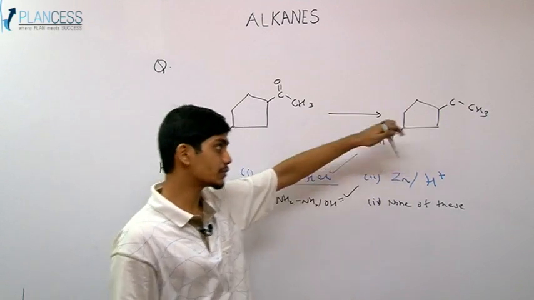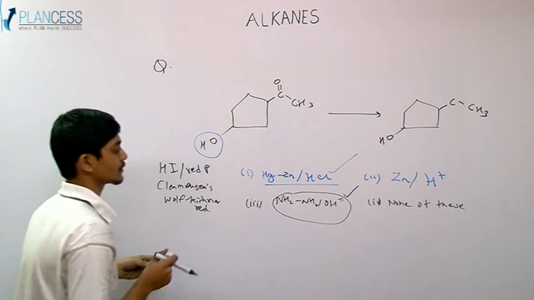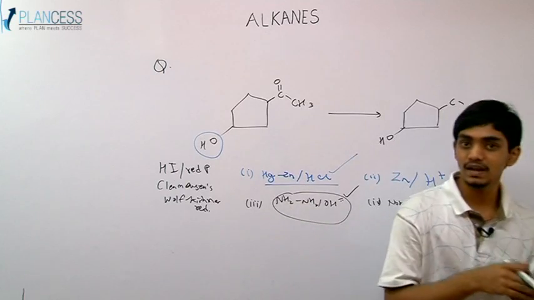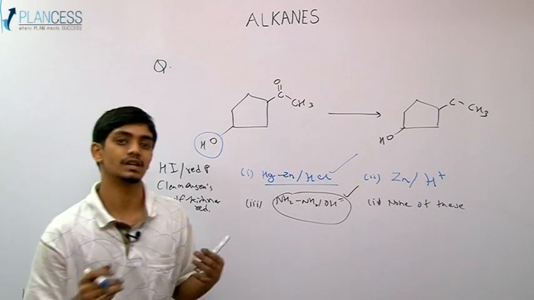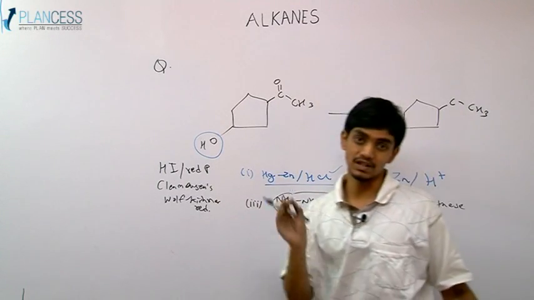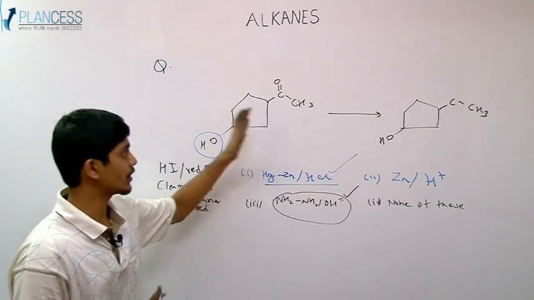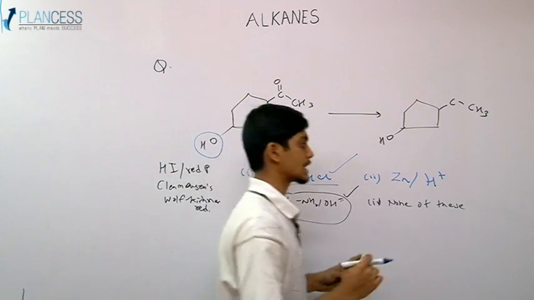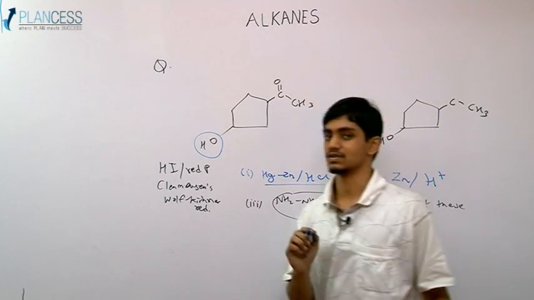If we want to get this product, then we maintain the basic medium and we select the Wolff-Kishner reduction, because the difference between Clemmensen and Wolff-Kishner is that Clemmensen is an acidic medium reaction and Wolff-Kishner is a basic medium reduction. So that means for this particular reaction, we need a basic medium so that the OH group is not affected while we reduce the double bond O to the alkane group. So that is why we choose here the NH2NH2/OH minus reagent.